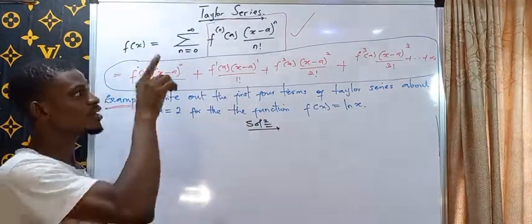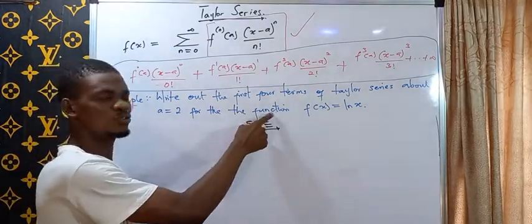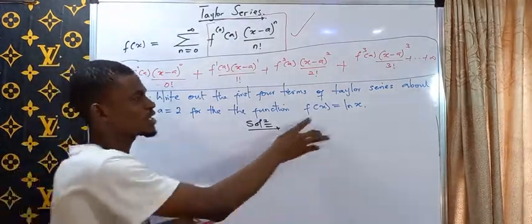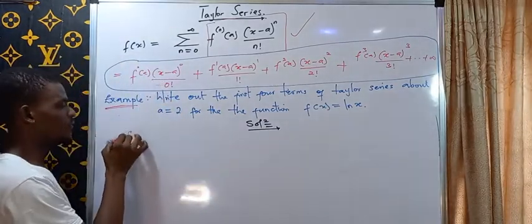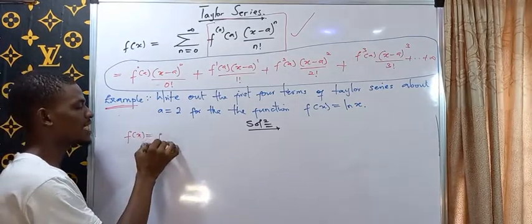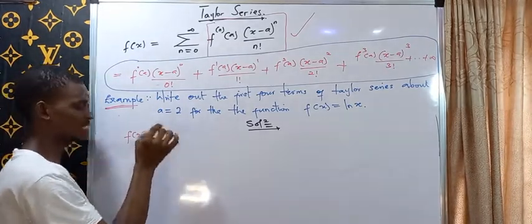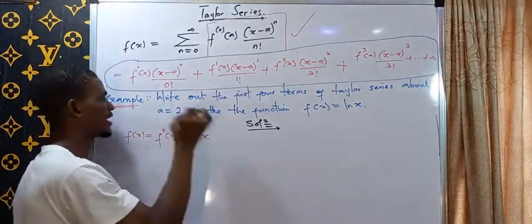That is, anywhere you see a, it is equal to 2. For the function, you'll be given your function f of x. What is my f of x? ln x. So I can say that f of x, which I told you is the same thing as f superscript 0 of x, that is, you've not differentiated at all, is the same thing as ln x.